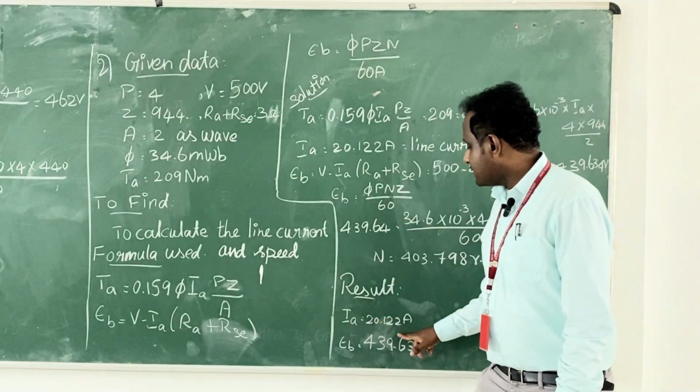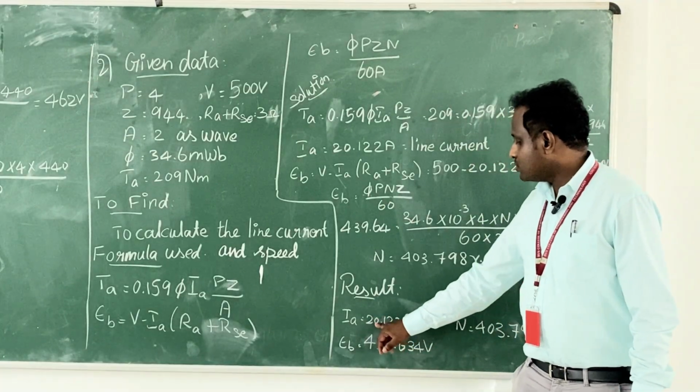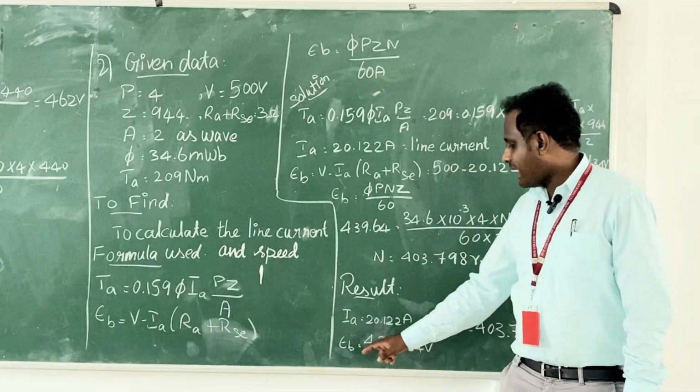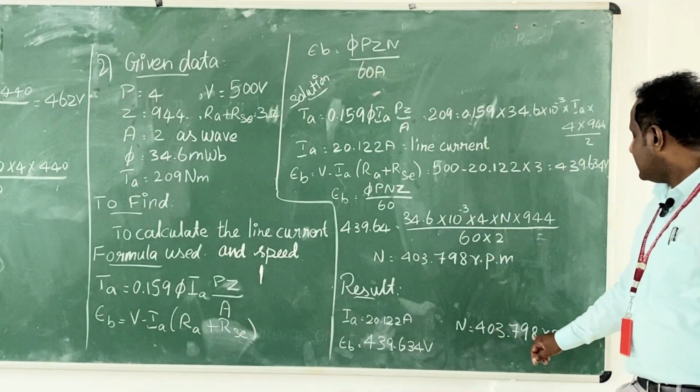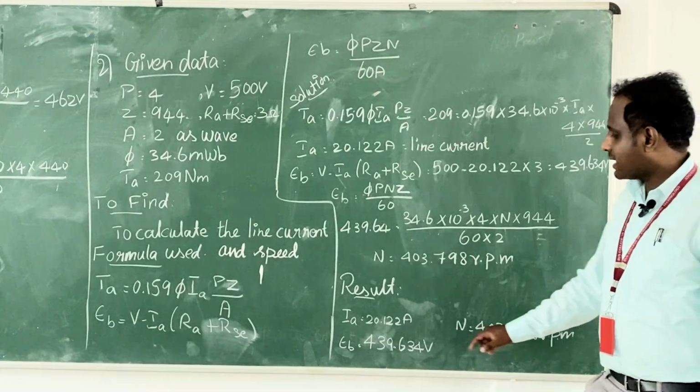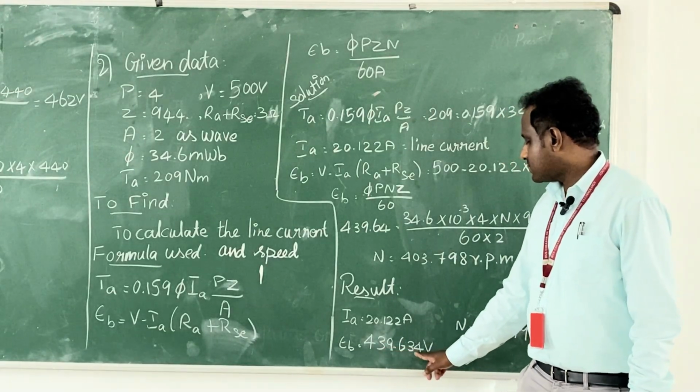The final result is: armature current is equal to 20.122 amps, the speed of the motor is 403.798 rpm, and the back EMF is 439.634 volts.